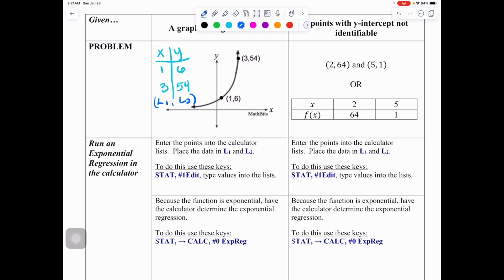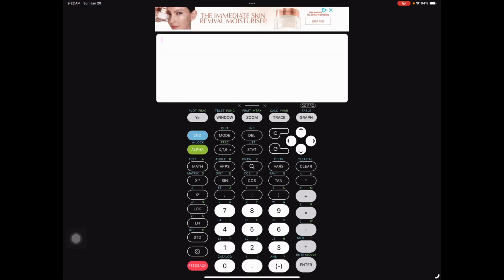And in all of this, the directions are already typed for you so that you can go back and look at them at any time. It says to do this, we're going to use the keys stat. We're going to pick number 1, which is edit, and we're going to type the values into the lists. Okay, so again, L1 should be your x values, and L2 should be your y values. So let's take a look at the graphing calculator. We're going to follow the directions that were in the box.